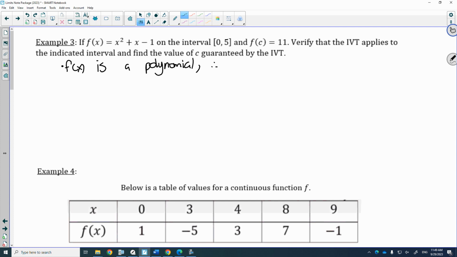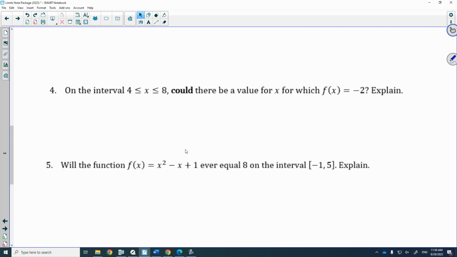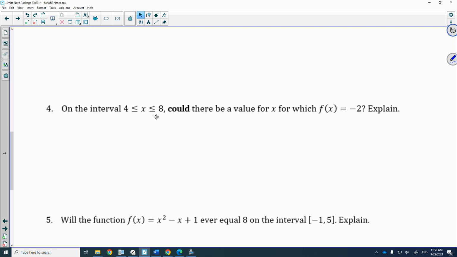Therefore, we can only use the intermediate value theorem on continuous functions within that interval. So therefore, f of x is continuous on the closed interval. We're only looking at the graph from 0 to 5. You need to find what f of 0 is, and you need to find what f of 5 is. So take a minute, find f of 0 and f of 5. F of 0 will be the easy one to find. F of 5.